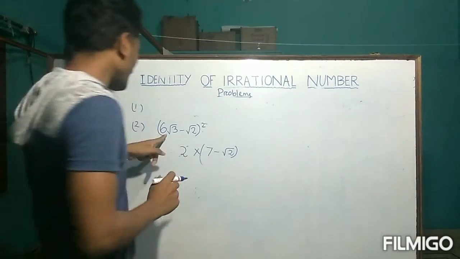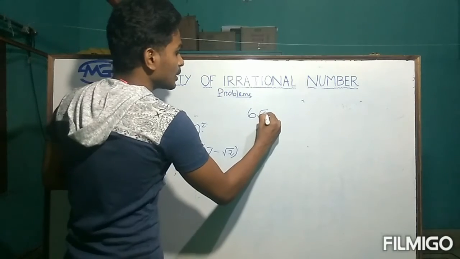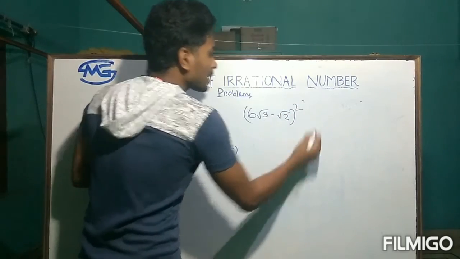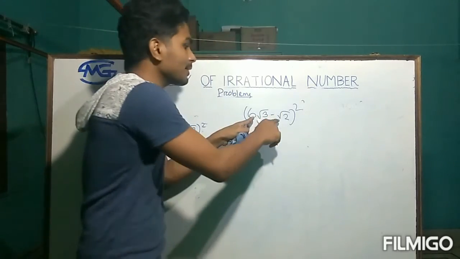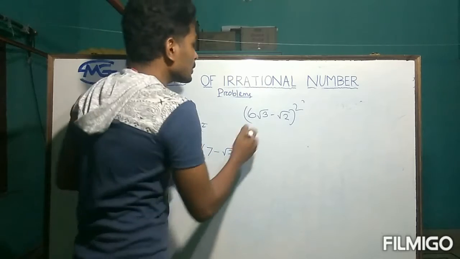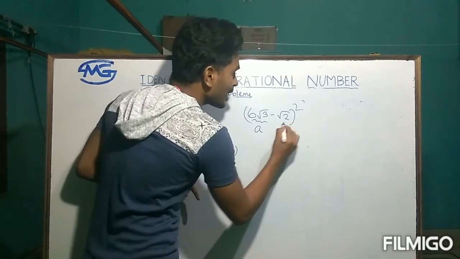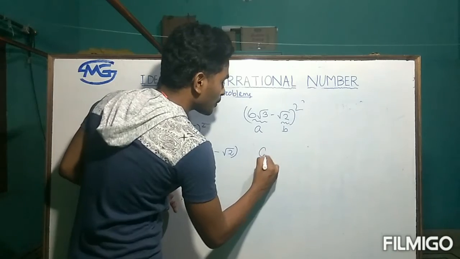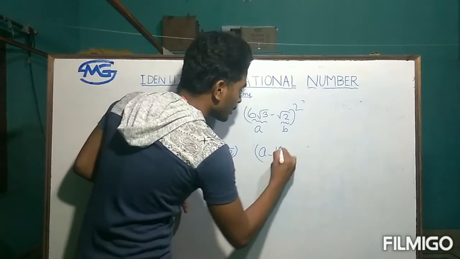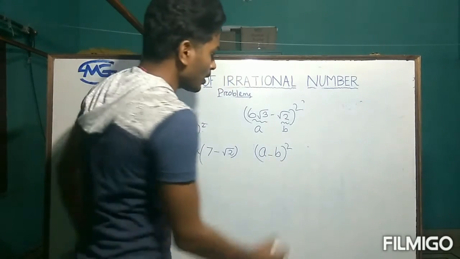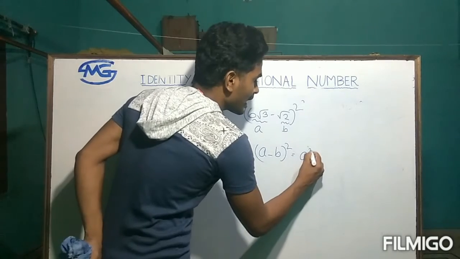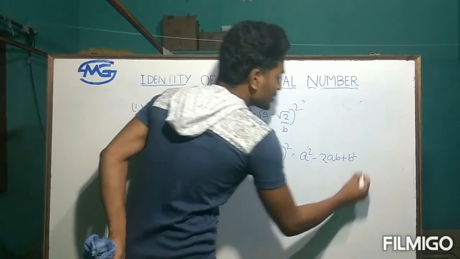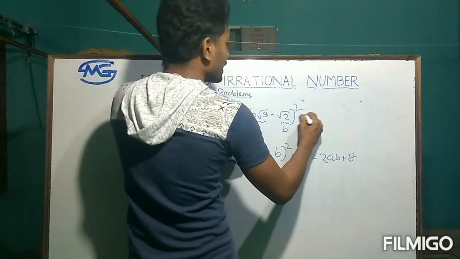The second one we have is (6 root 3 minus root 2) whole square. In between the brackets we have two terms, so we can write the first as A and the second as B. So they resemble the formula (A minus B) whole square. As we know, the formula of (A minus B) whole square is A square minus 2AB plus B square. So put the formula here.